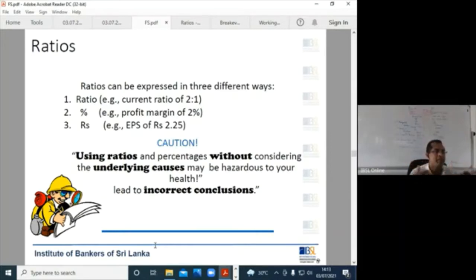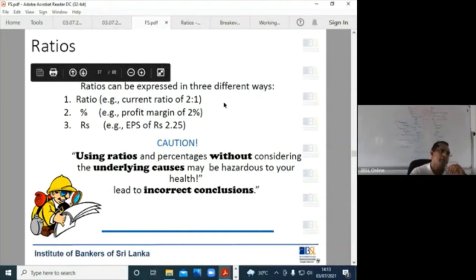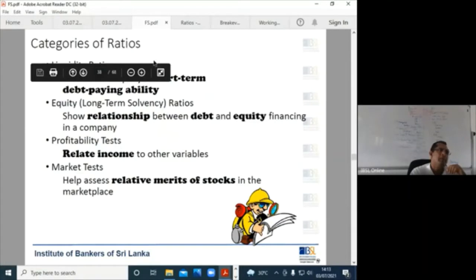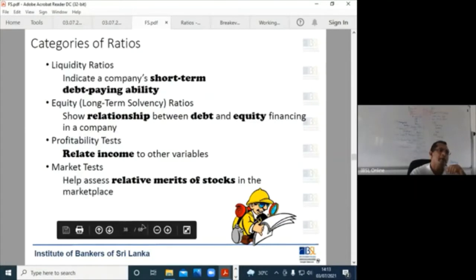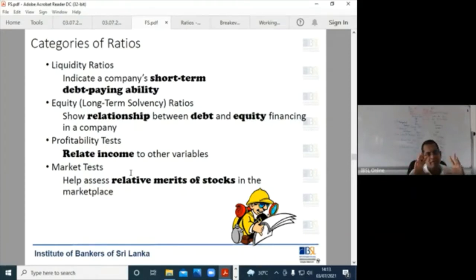We can show it as a percentage. These are the first 2 ways we will be using. Then we have a few items. Liquidity ratio. You can name ratios as you wish. Liquidity ratios are worked out to find out the ability of the company to service the current liabilities, short-term liabilities. Liquidity ratios are used to find out the company's ability to service the current liabilities.